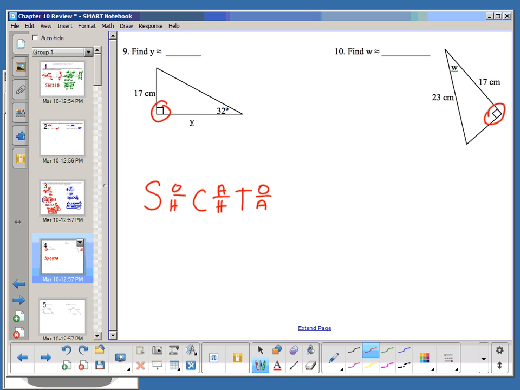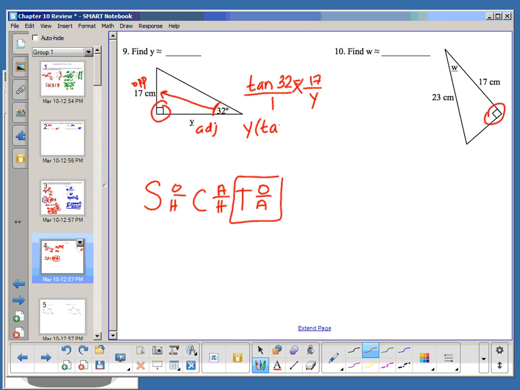So for this first one, I go to the angle, and again, it helps to label your sides. So this is opposite. And this is the adjacent. So the trig ratio I'm going to use is tangent. Okay, so I'm going to set up tan of my angle is equal to the opposite side over the adjacent side. And again, since I know the angle, I'm going to cross multiply. I get y times the tan of 32 equals 17.